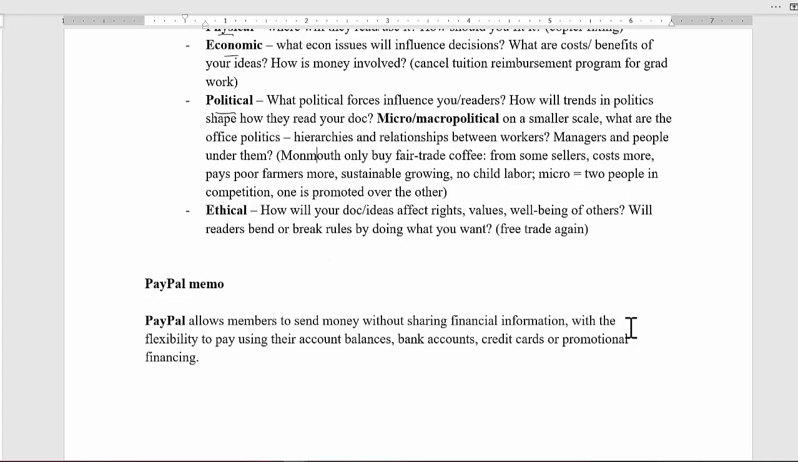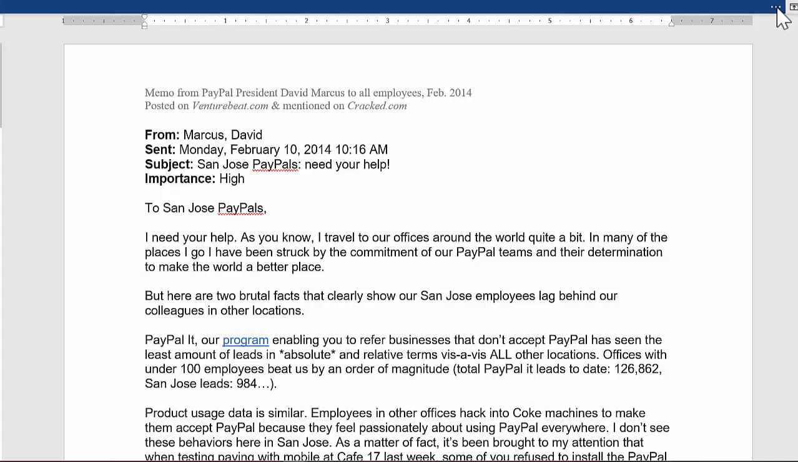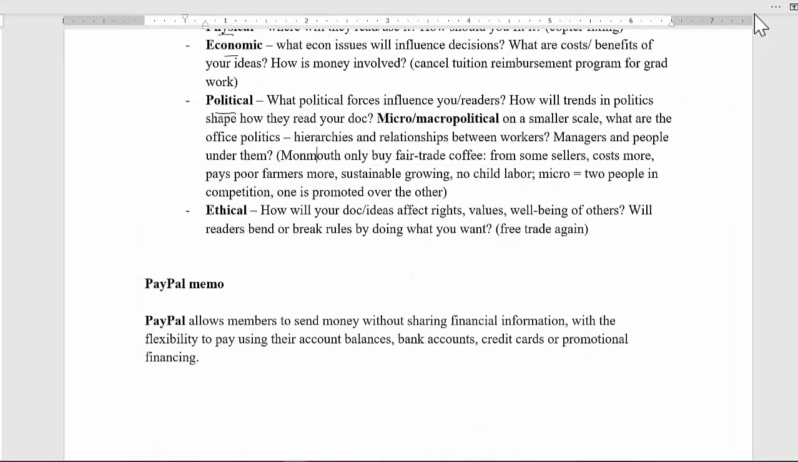To practice this, I posted online a PayPal memo that was written by the PayPal president. The memo looks like this. You can find that on Moodle. I want you to read this. This is an actual memo that was sent out in February of 2014 by the PayPal president, President David Marcus. He is no longer the president of PayPal, but I want you to read that.